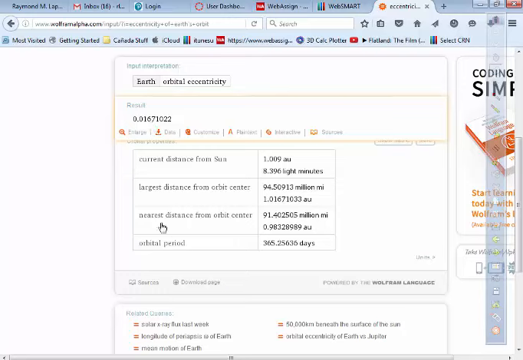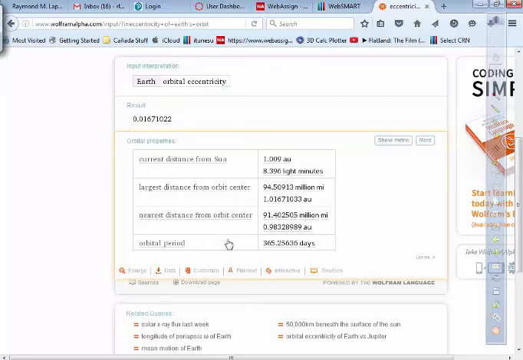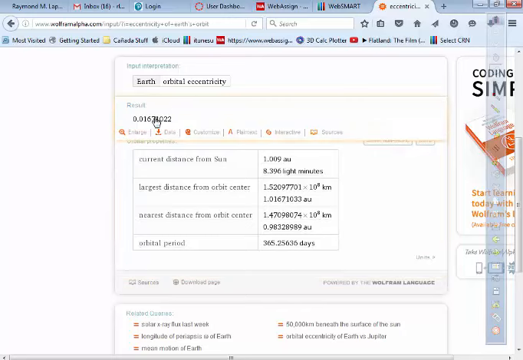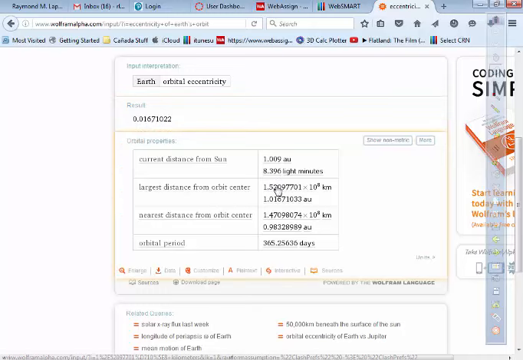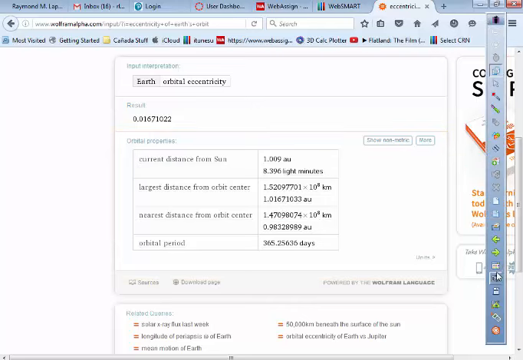So we got the largest and nearest distance, it looks like. Let's try metric. Yeah, let's go with the metric system. So the eccentricity is 0.0167, and we have the largest and shortest distance. So we have those pieces of information that was needed.